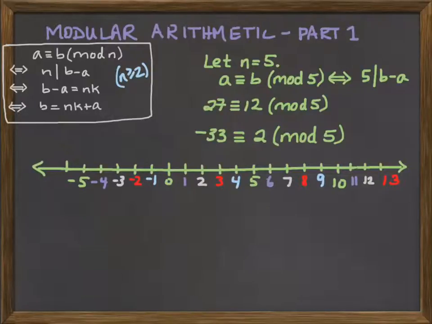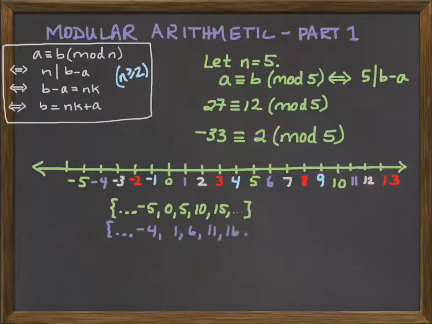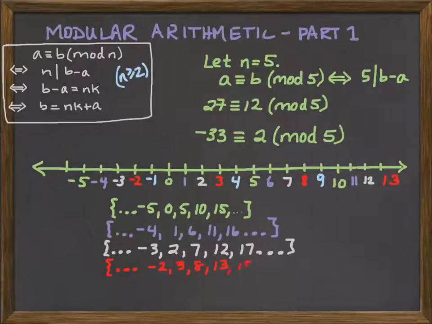Now what I want to do is group together the numbers that are congruent mod 5, the numbers that are color-coded there. So first I have all of the ones that were congruent to 0: 0, 5, 10, 15. Then the purple ones, 1, 6, 11. The white ones, 2, 7, 12. All of the red ones, and all of the blue ones.